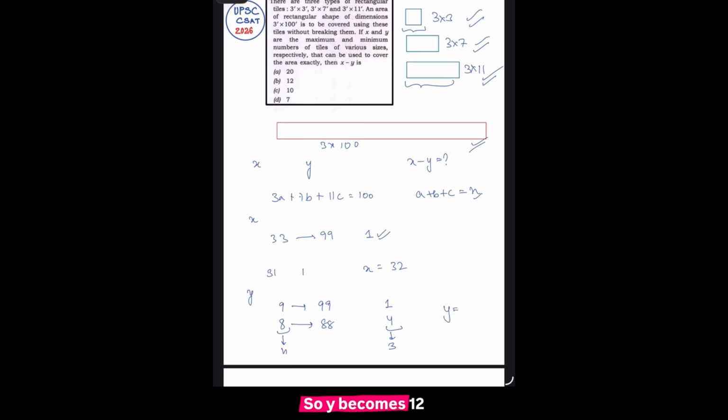So y becomes 12. Now we are asked to find the value of x minus y. So 32 minus 12 is equal to 20. Hence the correct option is option A.